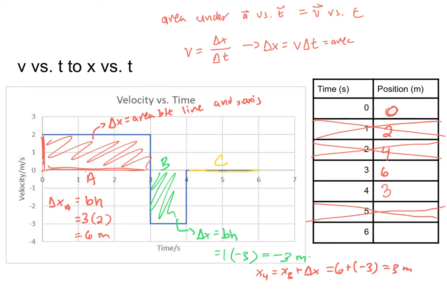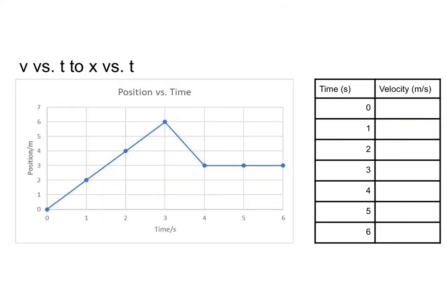Finally, I can go ahead and calculate my area for C. So my change in x for C, I'm going to go ahead and call this a rectangle. My base is 2 seconds, and my height is 0 meters per second. Therefore, my area is 0. Now, I'm not going to end up at position 0, right? What that means is that I'm going to add 0 to whatever was previously written. So 3 plus 0 is going to give me a position at 6 seconds of still 3 meters. Graphing that, I'm going to see the graph that is pictured here.